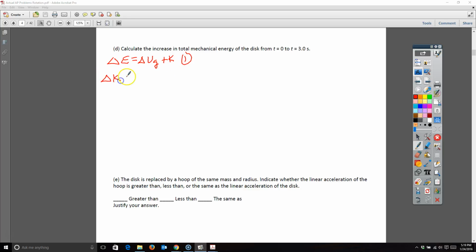Our change in kinetic energy here is equal to 1/2 of the mass times the final velocity squared minus the original velocity squared, plus, now this is linear, we also need the rotational, so this would be 1/2 I omega squared. So that's the final rotational speed minus the original rotational speed. And we know that both the original rotational and the original linear are equal to 0. So that's really important because now we can remove some things.